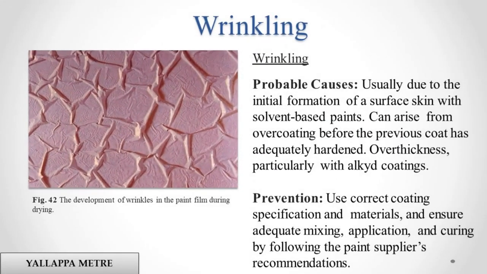Wrinkling. Probable causes: usually due to the initial formation of a surface skin with solvent-based paints. Can arise from overcoating before the previous coat has adequately hardened. Overthickness, particularly with alkyd coatings. Prevention: use correct coating specification and materials, and ensure adequate mixing, application, and curing by following the paint supplier's recommendations.